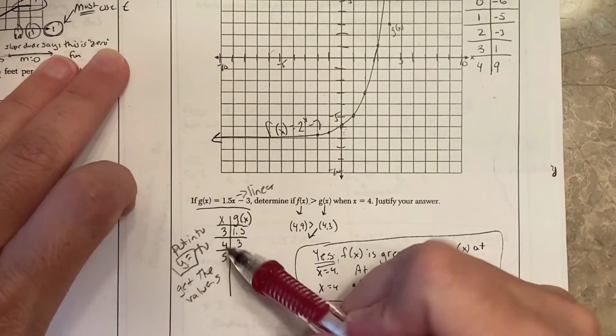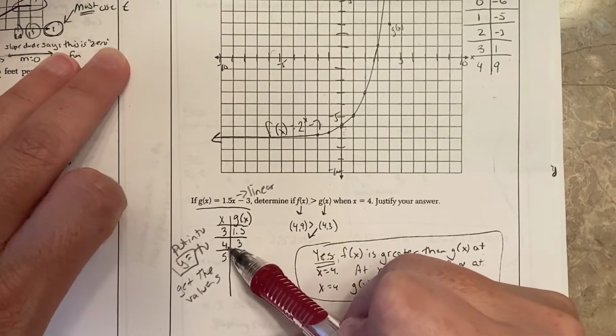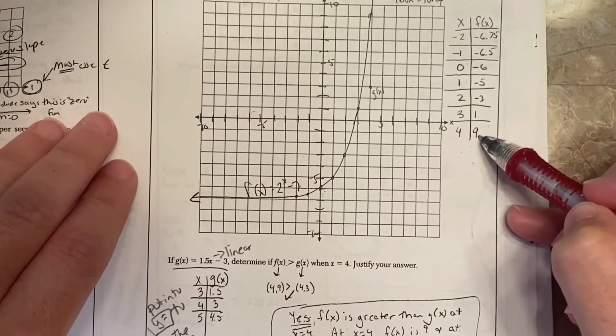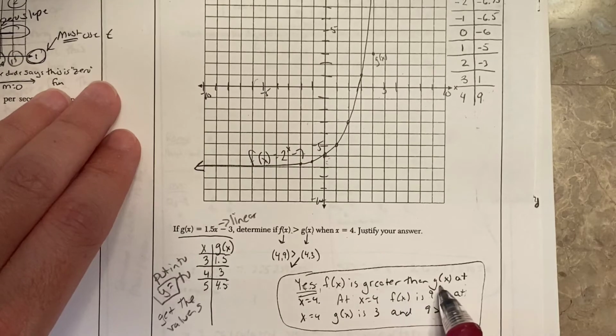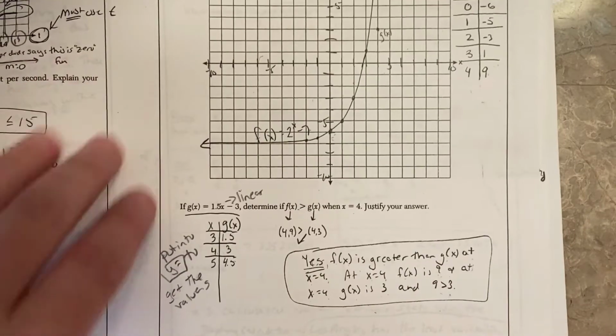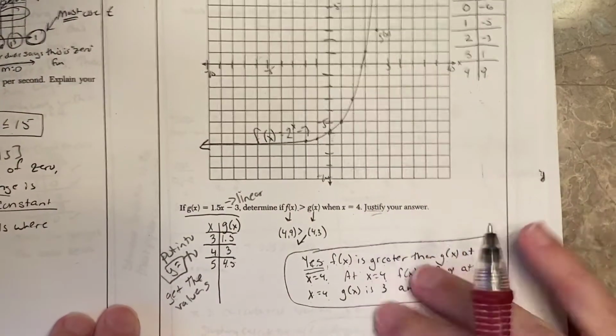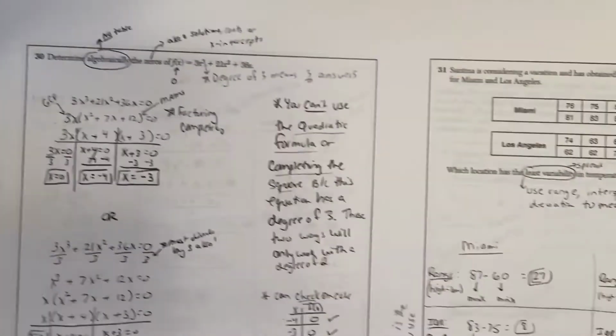Okay, so here the linear is 3 when x is 4, and here the exponential is 9, so the exponential is bigger. So yes, f of x is greater than g of x at x equals 4. At x equals 4, f of x is 9, and at x equals 4, g of x is 3, and 9 is bigger than 3. All about justifying with math and with words.